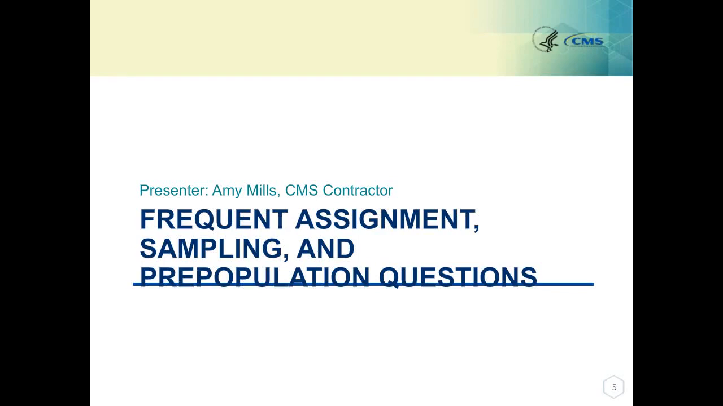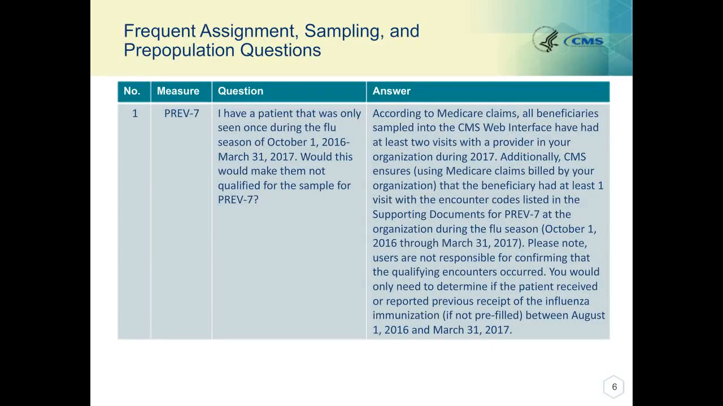Good afternoon. I'll be covering assignment, sampling, and prepopulation of data into the CMS Web Interface. The first question is about Prep 7. The question says, I have a patient that was only seen once during the flu season of October 1st, 2016 through March 31st, 2017. Would this make them not qualified for the sample?